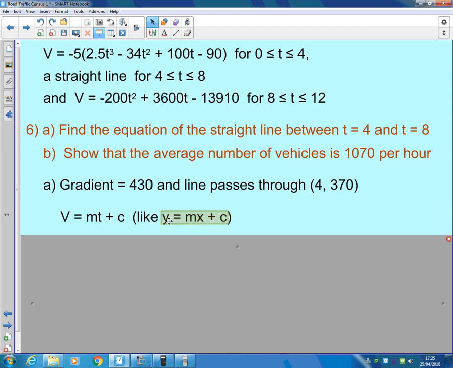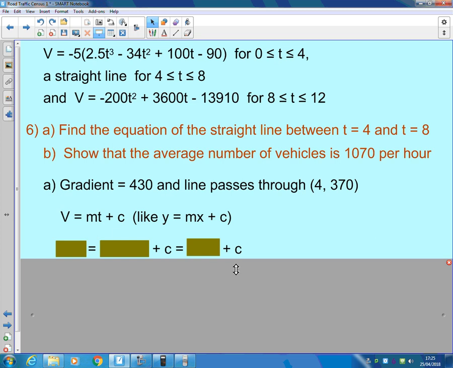Now, you'll remember y equals mx plus c. In this case, my y is v, my x is t. So strictly, it's v equals mt plus c. Let's put the numbers in. My y coordinate, or my v coordinate, is 370 equals m, the gradient, 430, multiplied by the t, which is 4, plus c. So my v coordinate, 370, equals the gradient, multiplied by the t coordinate plus c.